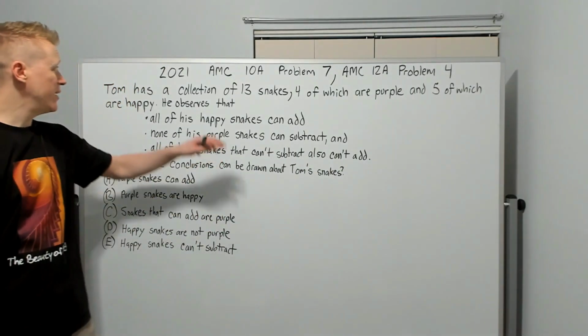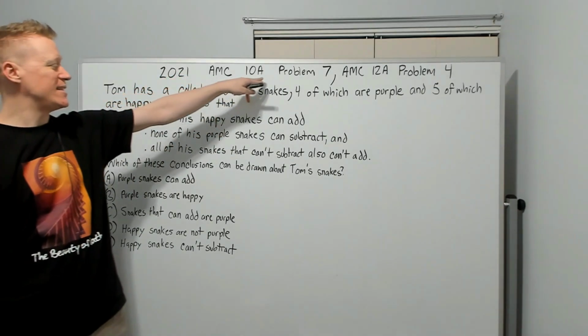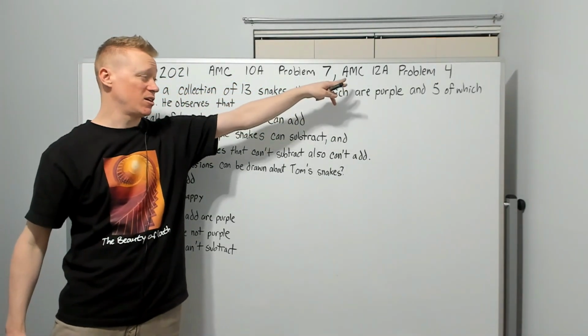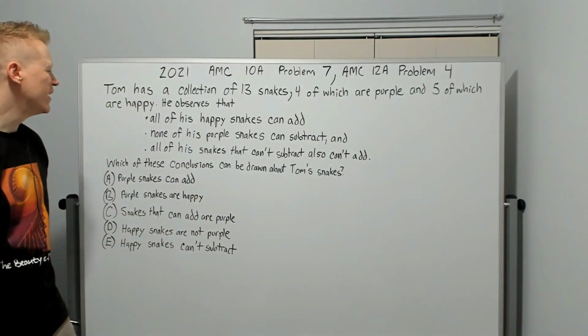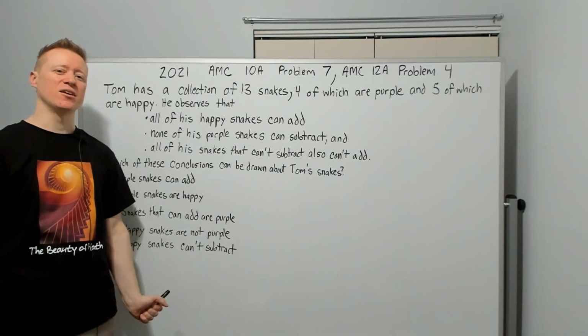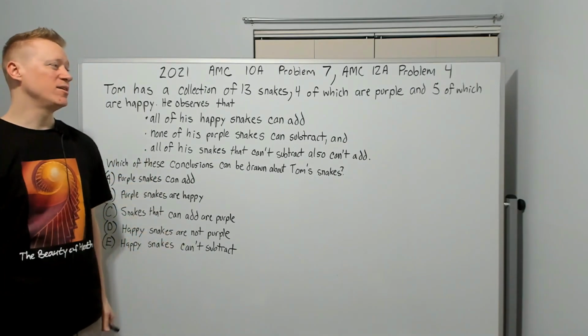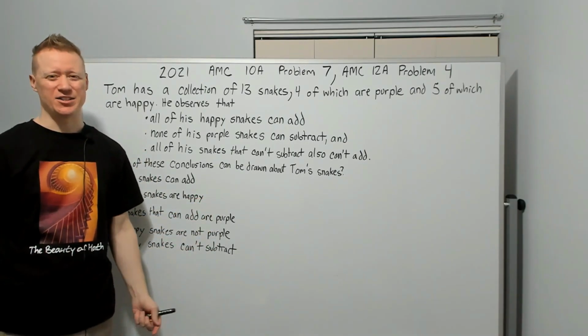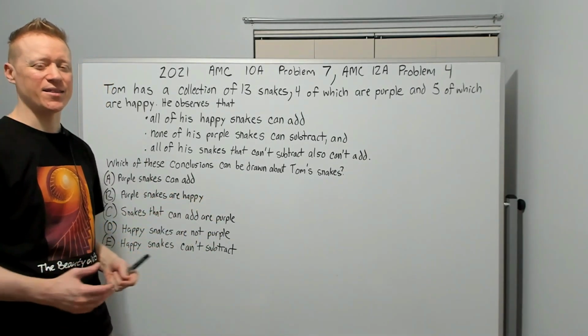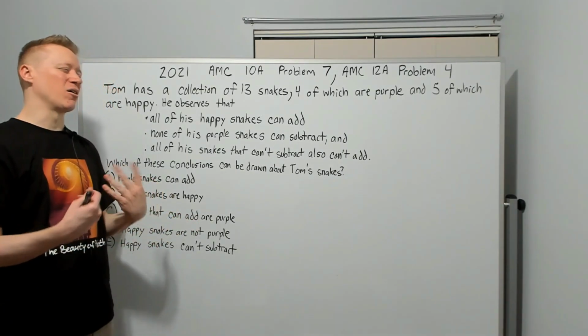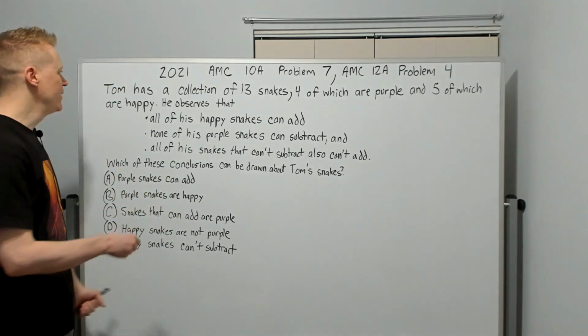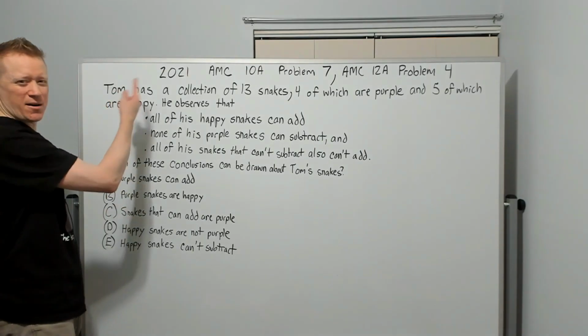All right, continuing on, the 2021 AMC 10A problem 7. It was also the 12A problem 4. They haven't had this type of question in quite some time, which is why I really liked it. It's basically pure logic. Maybe you could do a Venn diagram kind of thing, but it's not really hardcore, strictly math, okay? So you might have spent some time on it, maybe you didn't.